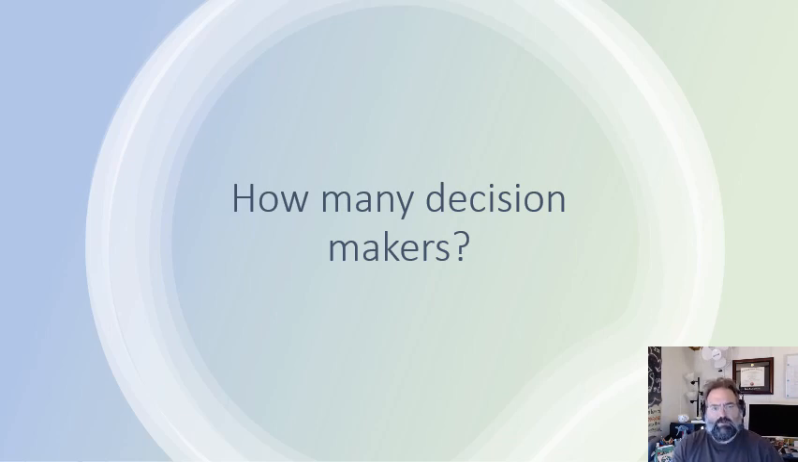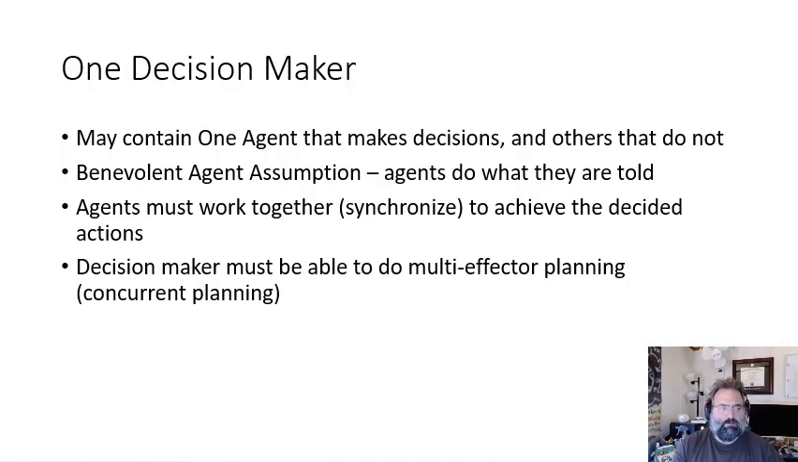So your first criterion is, how many decision makers are there? If there's one decision maker, then you may have multiple agents with one that is tasked with making the decisions. In that scenario, you assume that they're benevolent agents, that they do what they're told. That's basically the benevolent agent assumption: that the agents are going to do as they were instructed to do. They must work together. That implies they have to synchronize their activity so that they aren't interfering with each other, even when they're trying to cooperate.